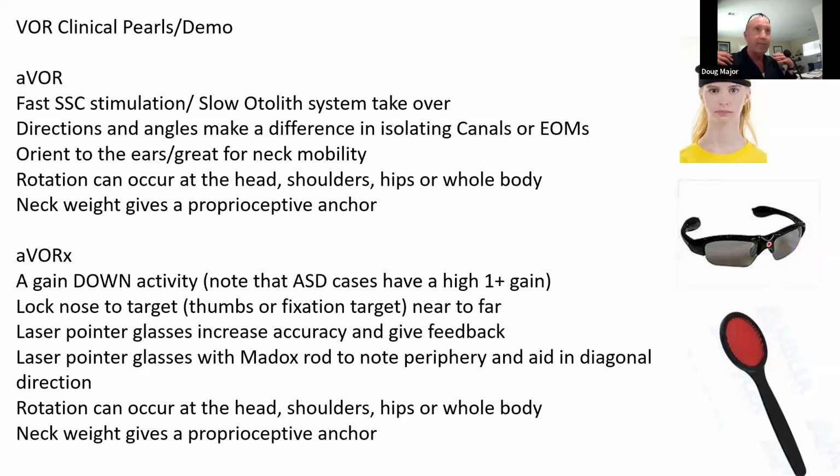And this rotation can happen at our neck, at our shoulders, at our hips, and our whole body. A neck weight gives a proprioceptive anchor, which is also very helpful when we're moving our neck. So let's talk about VOR cancellations, the gain down activities. And just remember that those individuals with autism sometimes have a higher gain than one.